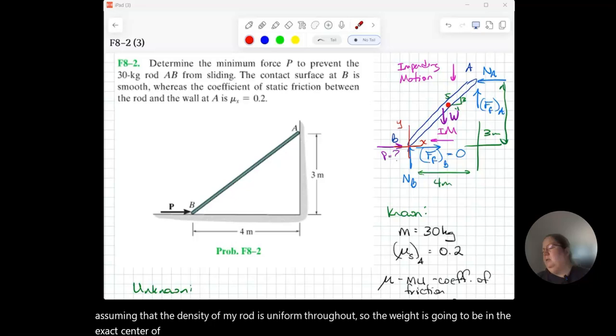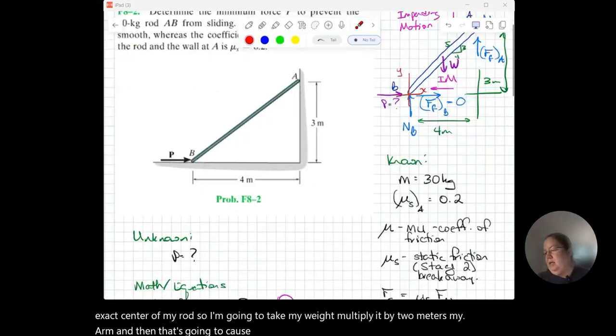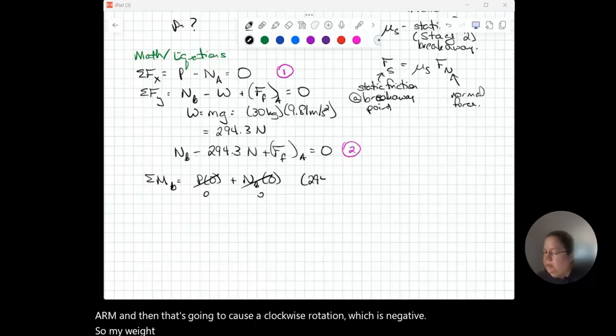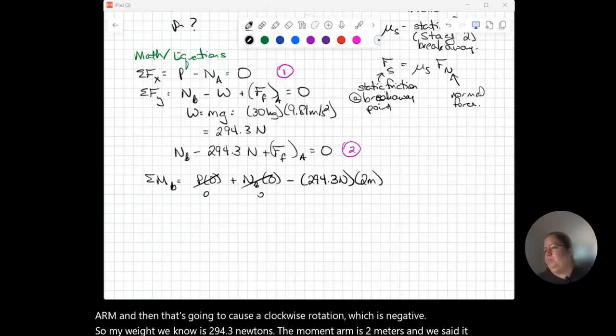So I'm going to take my weight, multiply it by 2 meters, my moment arm, and that's going to cause a clockwise rotation, which is negative. So my weight, we know, is 294.3 newtons. The moment arm is 2 meters, and we said it was clockwise, which is negative.